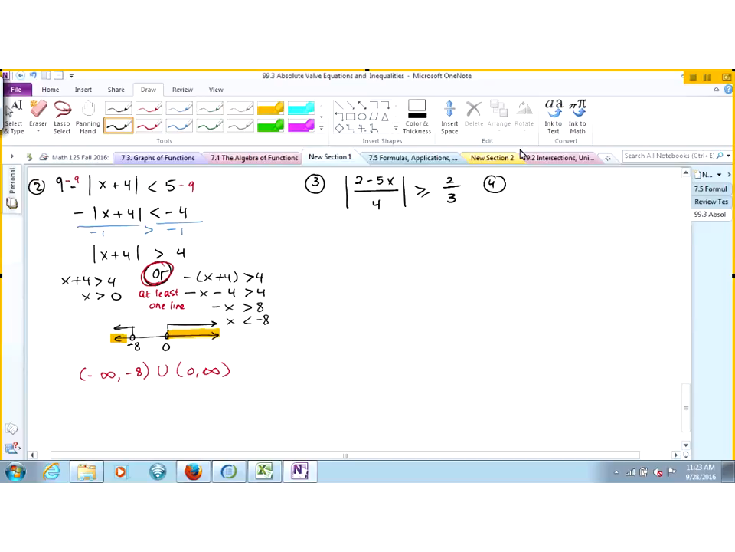So then number 4, 5 minus absolute value of w plus 4 is greater than 10.